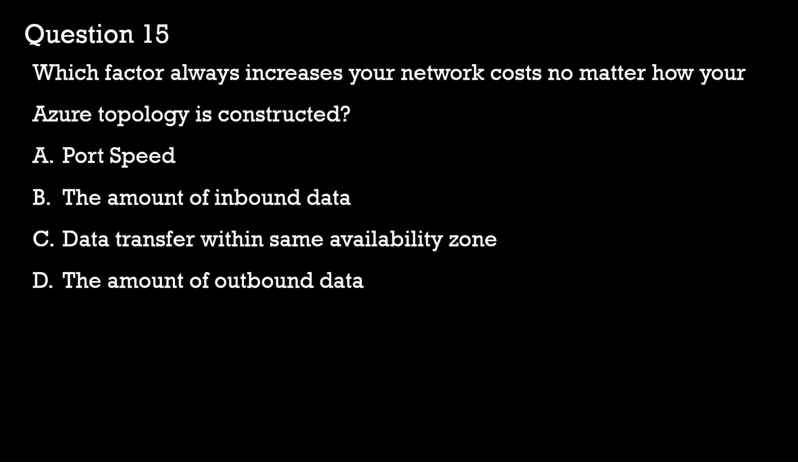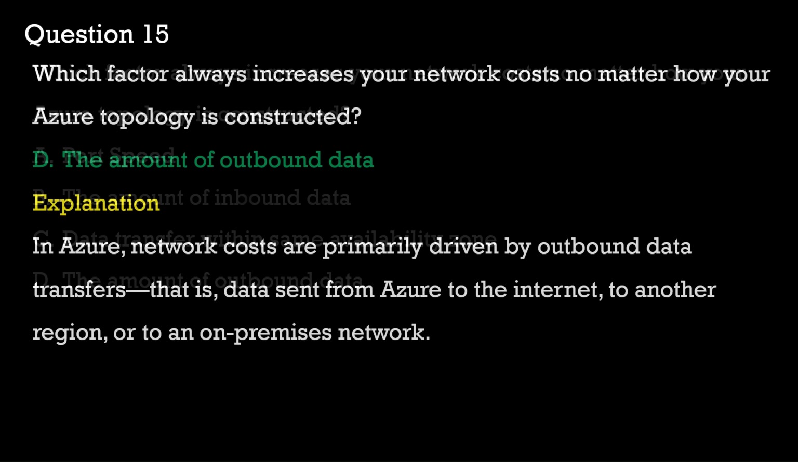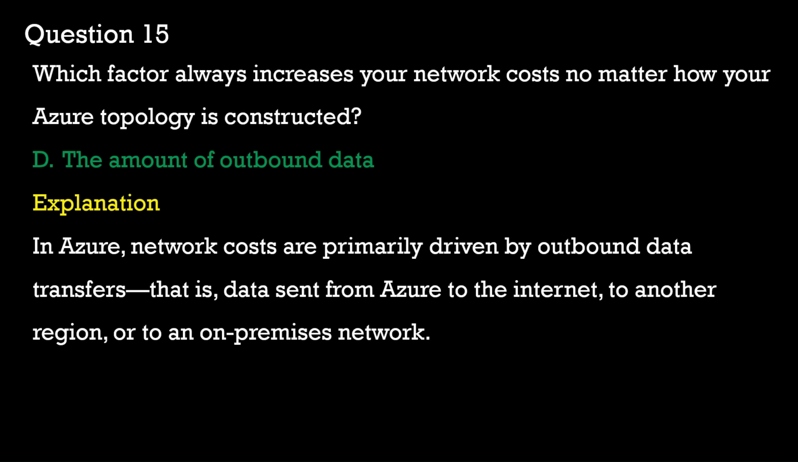Data transfer within the same availability zone is usually free or at very low cost, so it does not increase the network costs. In Azure, network costs are primarily driven by outbound data transfers. That is data that is sent from Azure to the internet or to another region or even to an on-premises network. So no matter how your topology is structured, you would always see that your network cost is increased due to the amount of outbound data. So the answer here is option D.